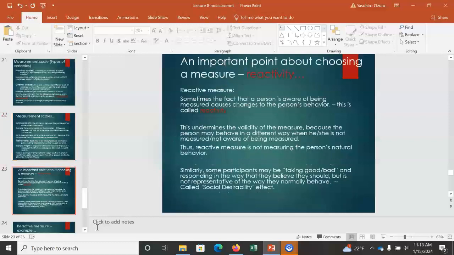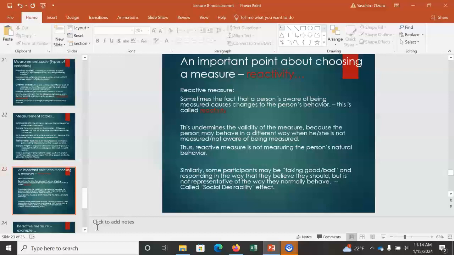An important point about choosing a measure is an extra issue that you get introduced to here, which is reactivity. When you actually measure, people react to the measure. For example, let's say that you're taking an intelligence test. You get stressed or you get anxious. It tends to undermine or negatively affect performance in some people.